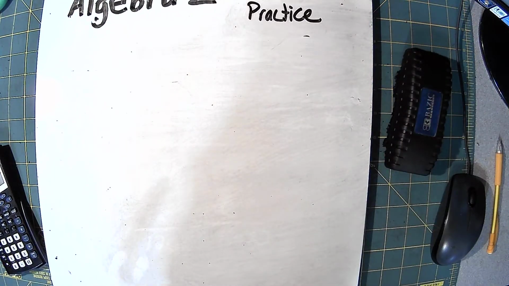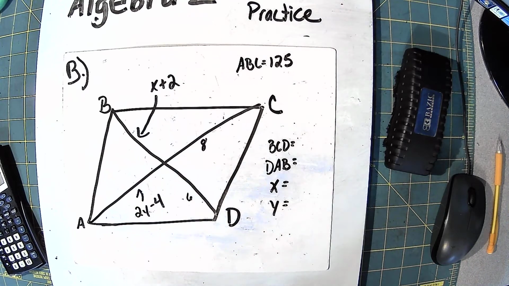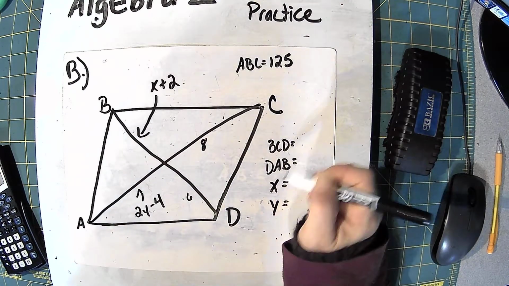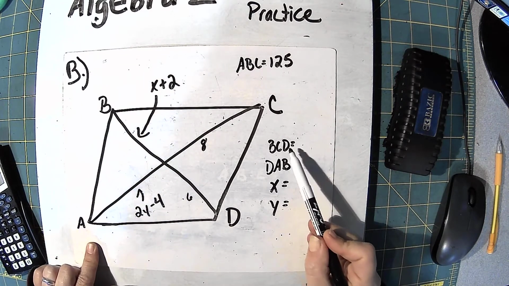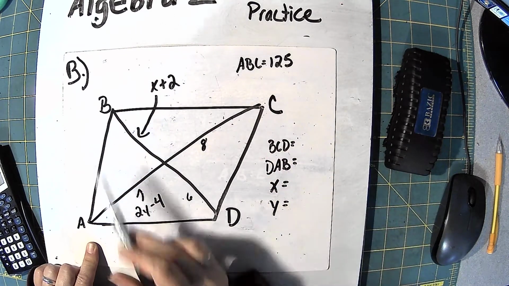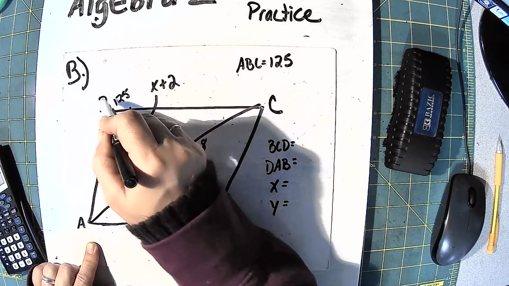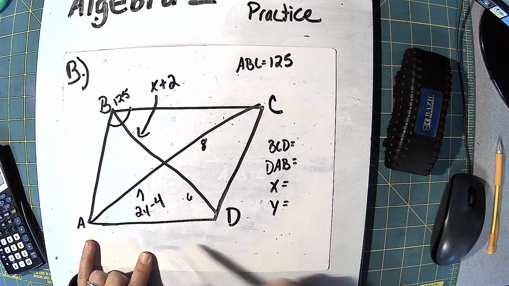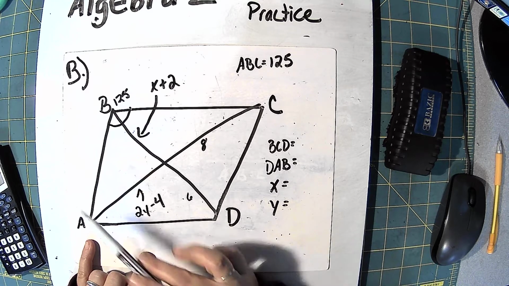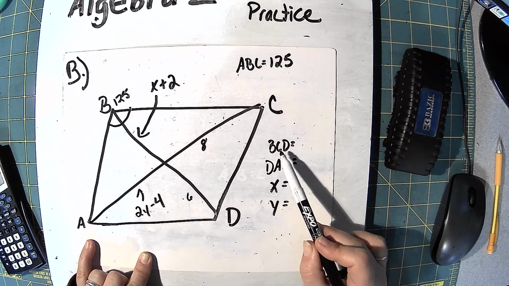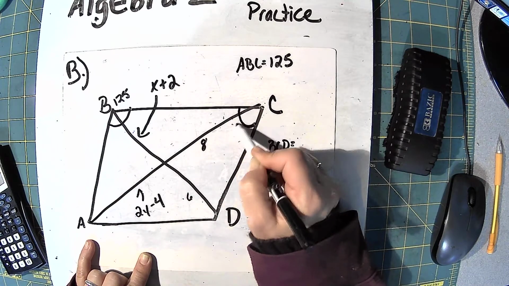Alright, now we're going to do B. I went ahead and drew this. Okay, so on B we have to find B, C, D, D, A, B, X, and Y. So B, C, D, if A, B, C equals 125. A, B, C, right here, is 125. So we know it's opposite, which is C. D, A, B would be that one. B, C, D would be that one. Okay, so we're looking for this guy and this guy.